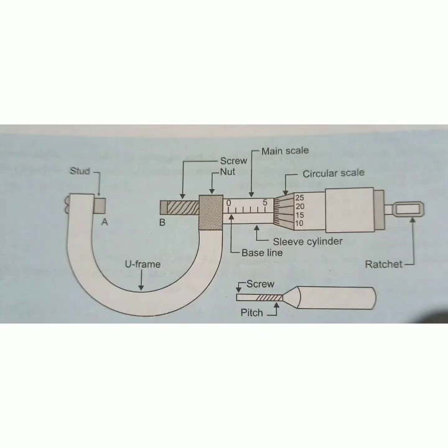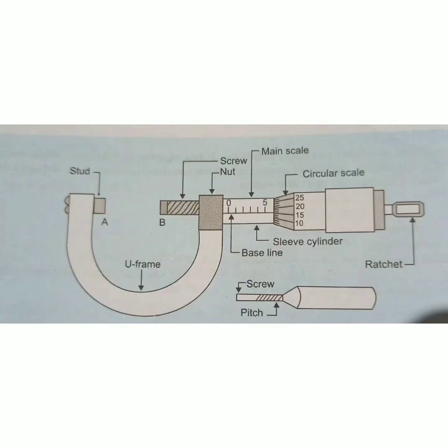Now the construction of the screw gauge. Number 1, the U frame. It is a steel frame shaped in the form of a U. At one end of the U frame, a screw is fixed permanently. It is commonly called the stud and forms the fixed jaw of the screw gauge. The second part of the screw gauge is the nut and screw. Look at the figure. The nut is threaded on the inside and the screw on the outside. The screw can move in and out of the nut by circular motion.